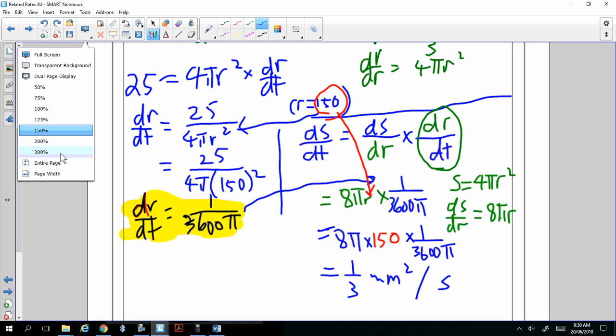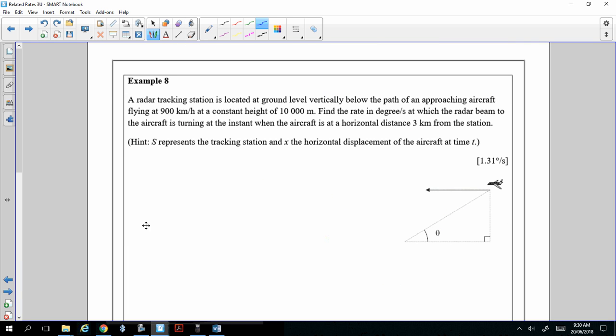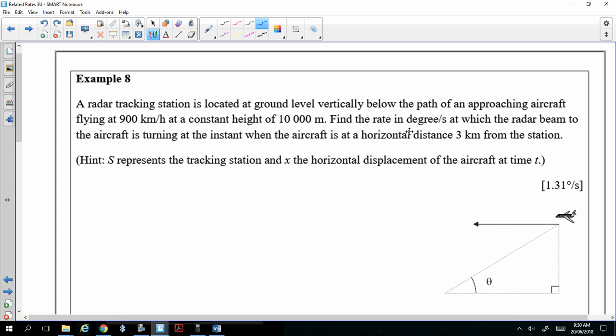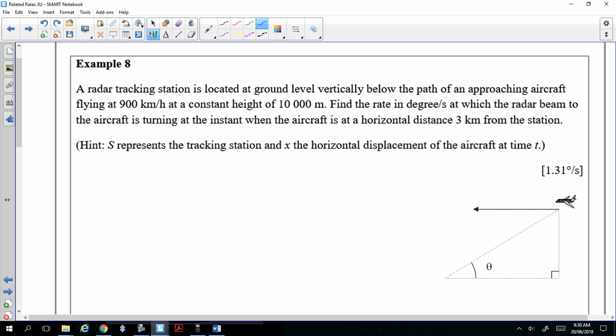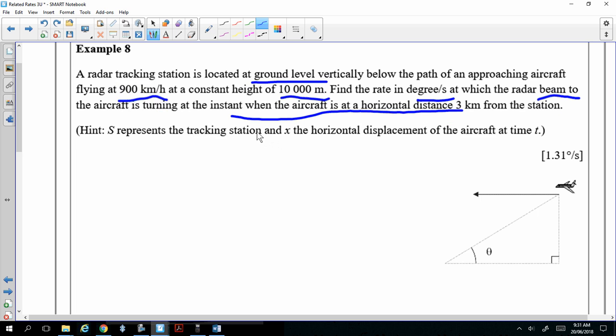A radar tracking station is located at ground level, vertically below the path of an approaching aircraft flying at 900 kilometers per hour at a height of 10,000 meters. Find the rate in degrees per second at which the radar beam must be turning at the instant when the aircraft is horizontal distance 3 kilometers from the station. So let S represent the tracking station, and x be the horizontal displacement of the aircraft. This is also x, the same thing.